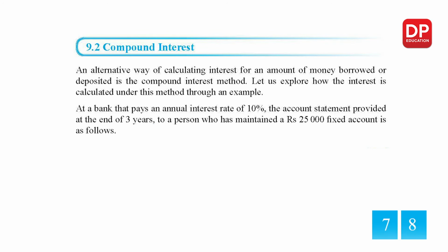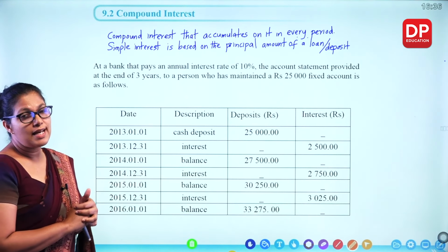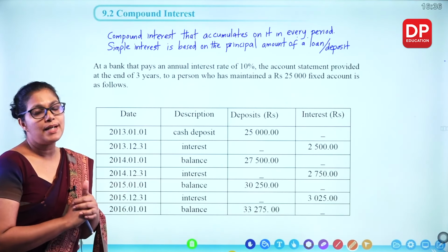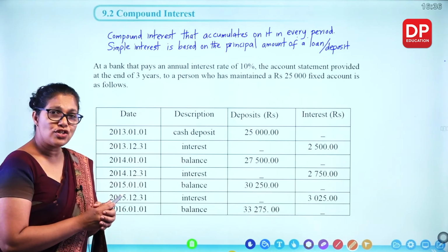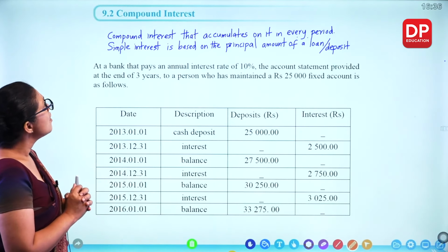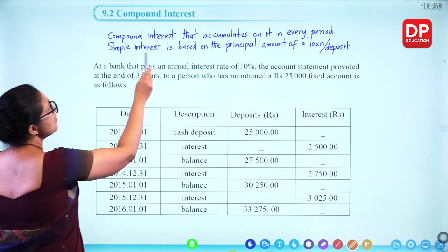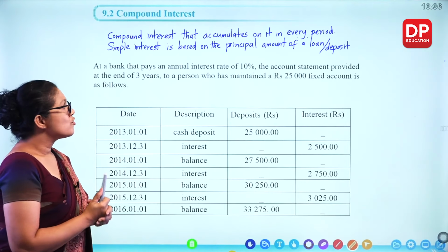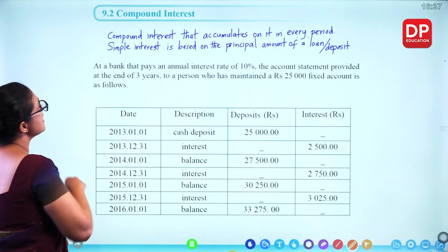Now we'll look at what compound interest is. In grade 9 and 10, you did simple interest. When you are calculating the interest on the initial value, we call that simple interest. Then what is compound interest? Compound interest accumulates on it in every period, so the interest is not the same. So we'll look at this example.